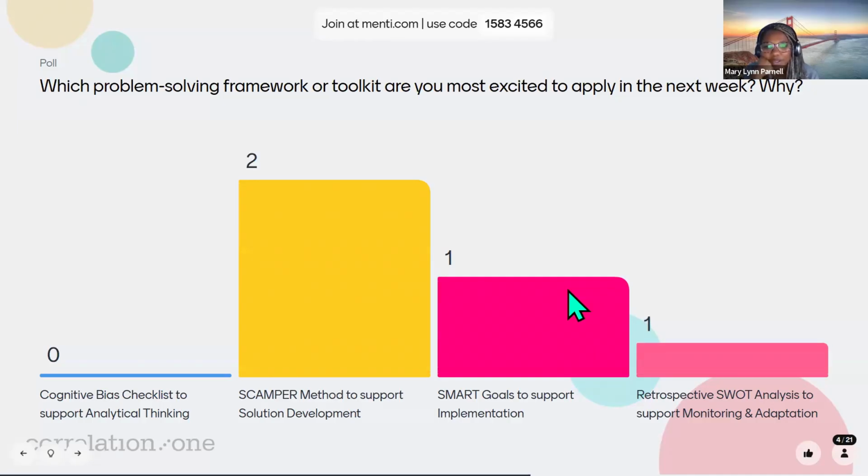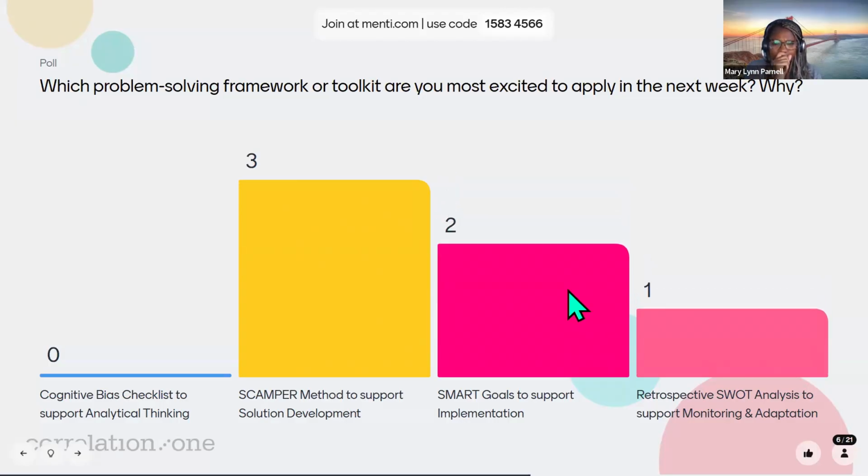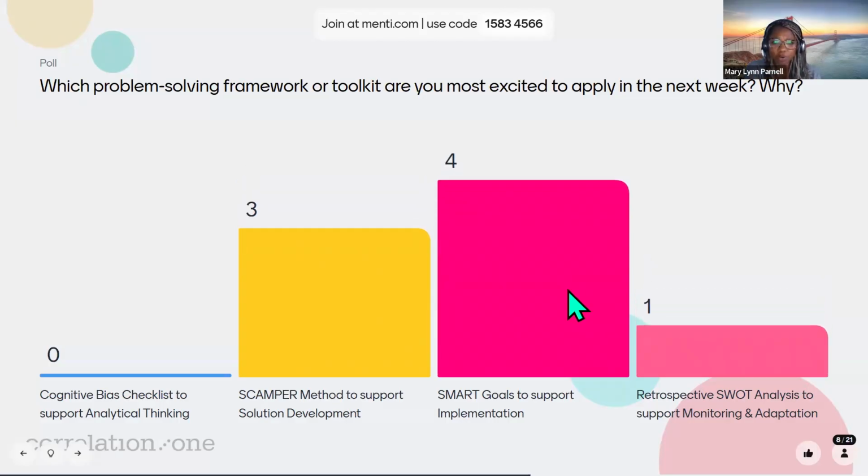Scamper, I really like that one as well. Yep, SMART goals. SMART goals can also be used for your personal, professional development, ways to set your goals as well. So it's really quite useful. Retrospective SWOT, great. SMART goal. It looks like SMART goals for the win. We just have a SMART group today. So really exciting.